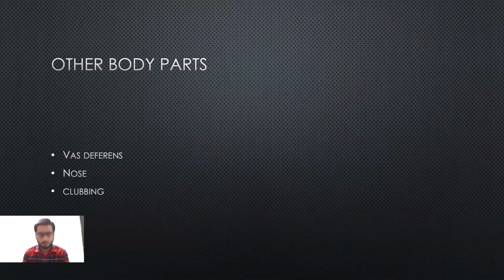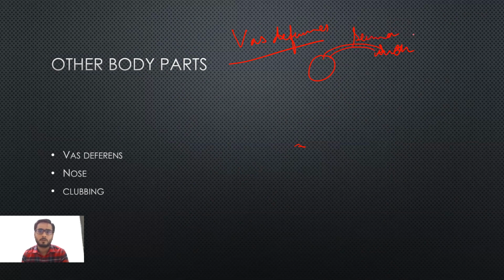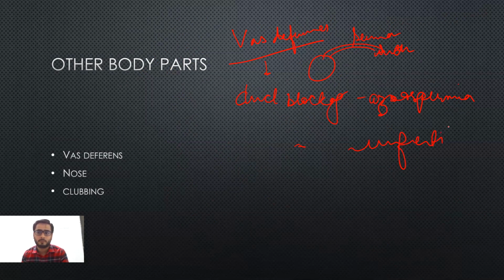Next, other body parts. What is the pathogenesis in vas deferens? What is happening in vas deferens? It is basically connecting the testis to the urethra for the passage of semen. The duct through which semen passes from the testis to the urethra is the vas deferens. So in a cystic fibrosis patient, again there is duct blockage. So a patient of cystic fibrosis can have azoospermia and infertility in later life.